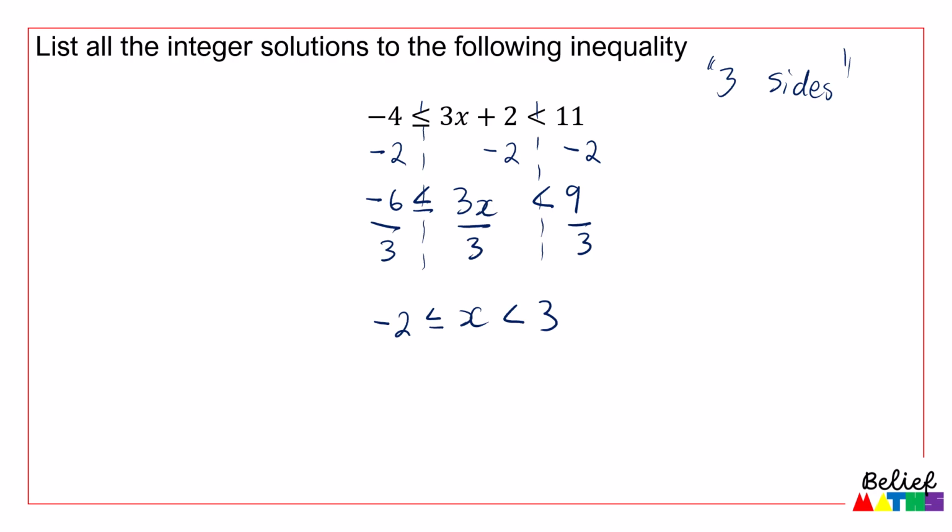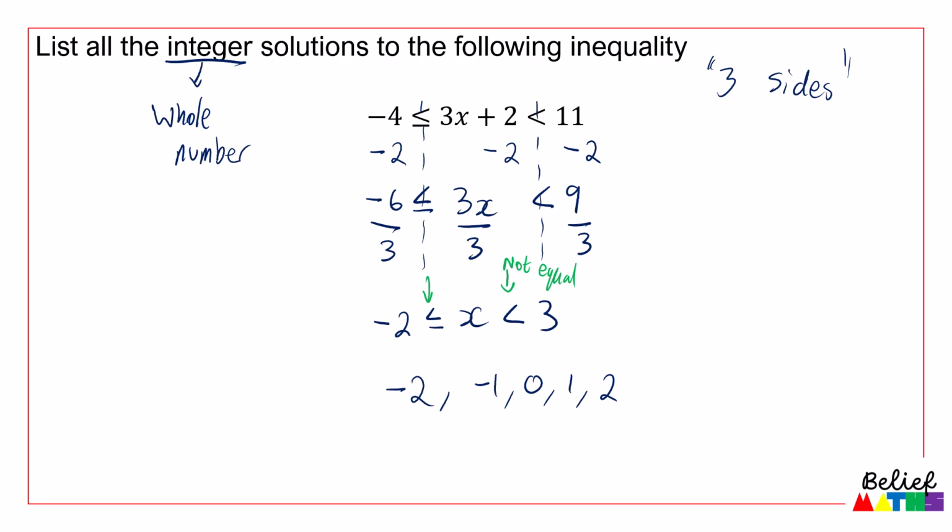Now, if we were asked to solve this or simplify it, that's enough. But it asks us to list all the integer solutions. Now that word integer, remember, means whole number. So we want to find all the whole numbers that are between -2 and 3. So in this case, we can use -2, -1, 0, 1, and 2. Because of this inequality symbol, that means not equal to 3. So therefore we go up as far as 2, and it only asks for integers, which are whole numbers.